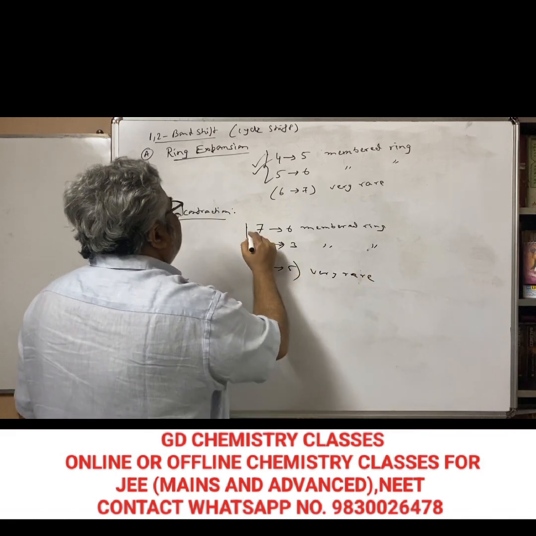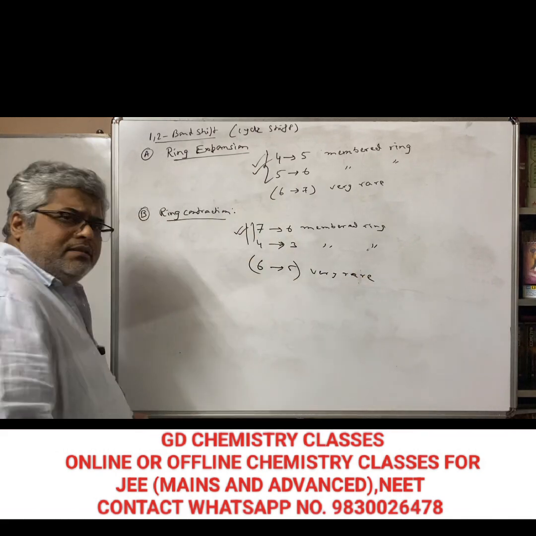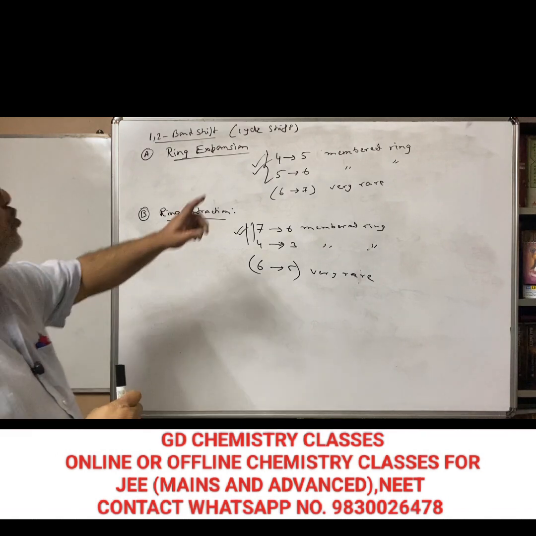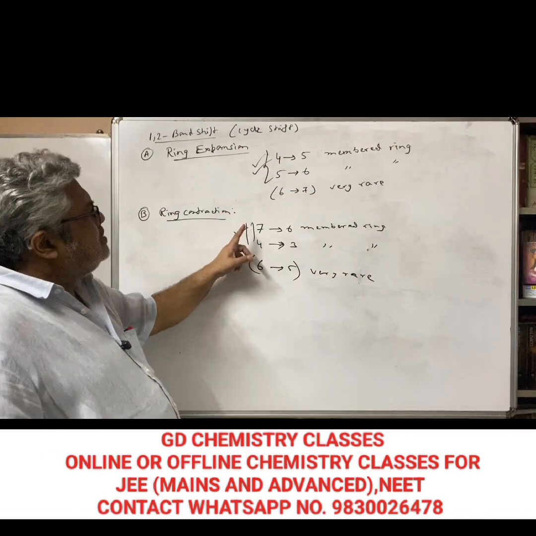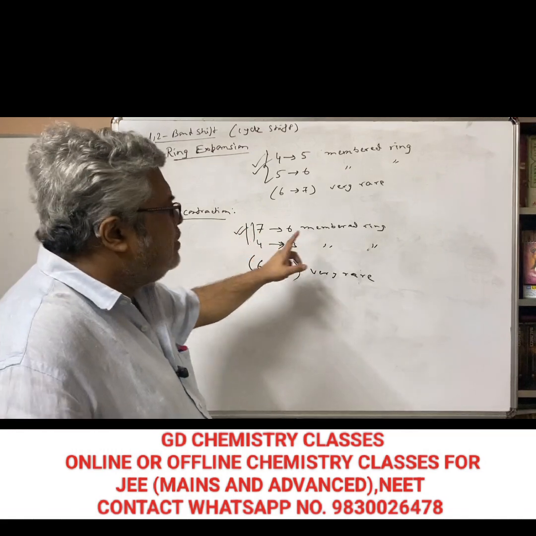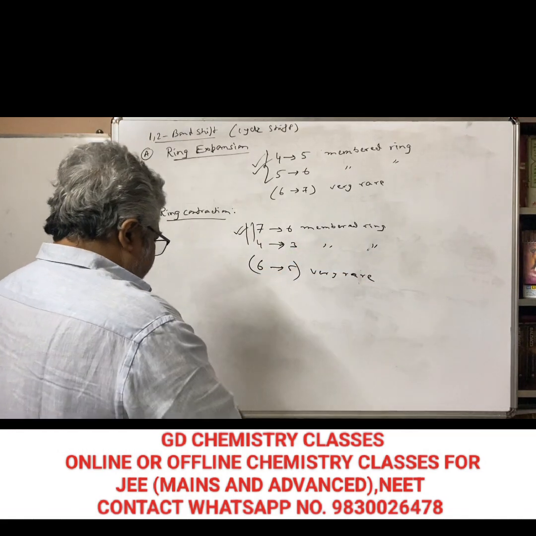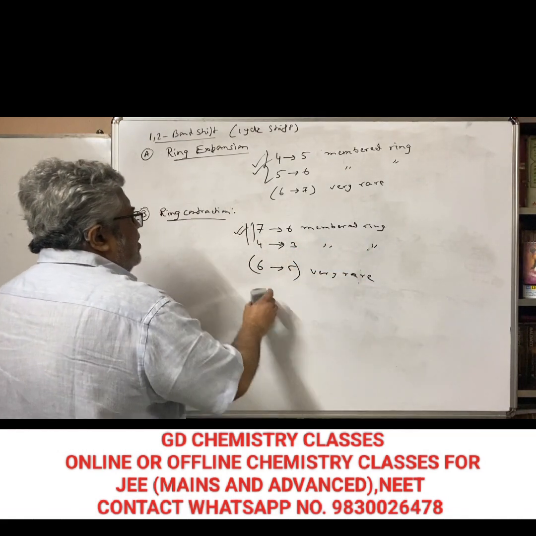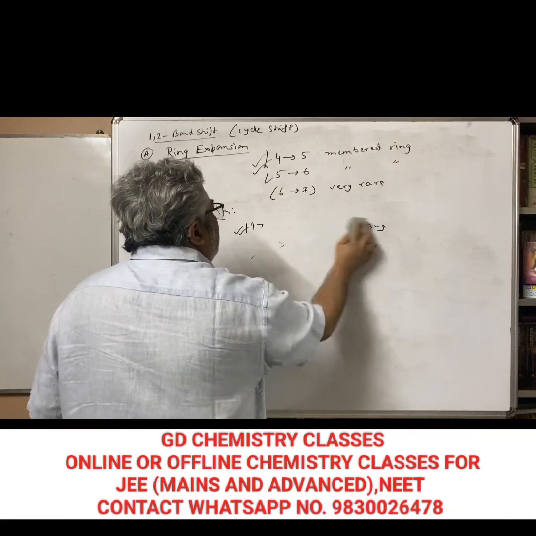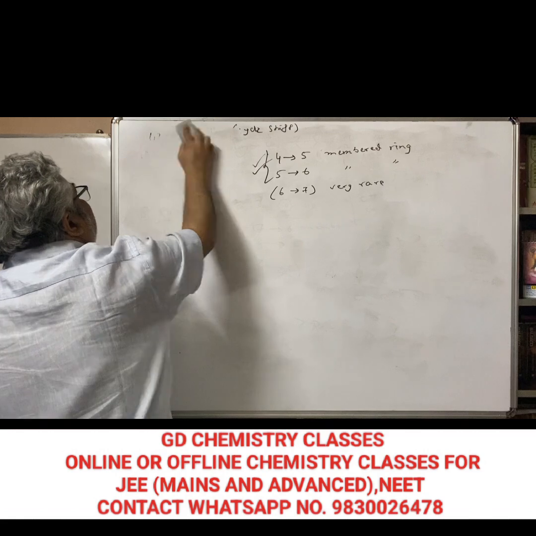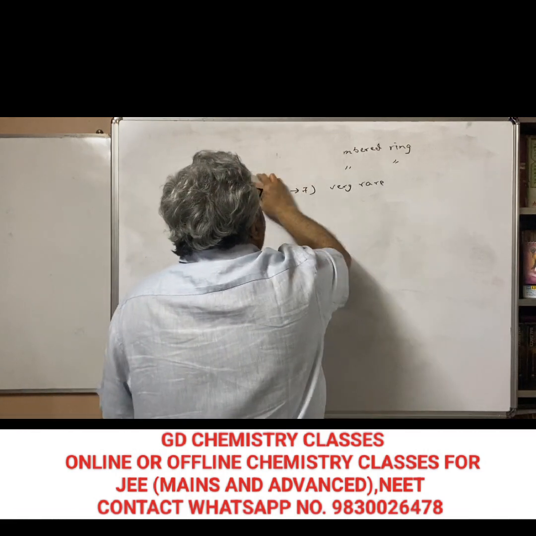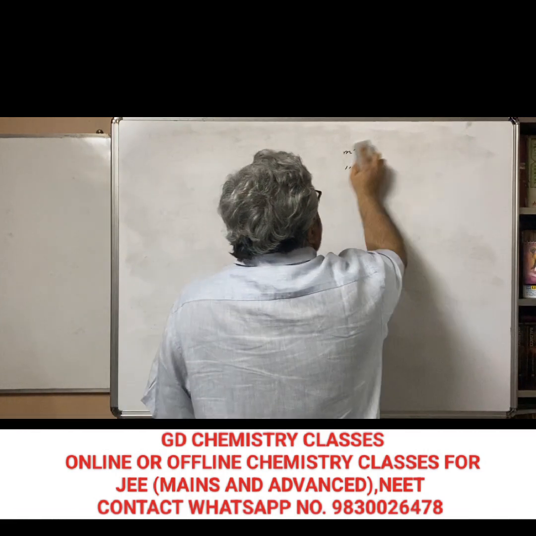Very rare. Mainly 4 to 5 member ring, 5 to 6 member ring contraction, 7 to 6 member ring, and 4 to 3 member ring. Let us see some very common examples. We are talking about intermediates; these are obviously not the final product. Then this will further undergo substitution or elimination.